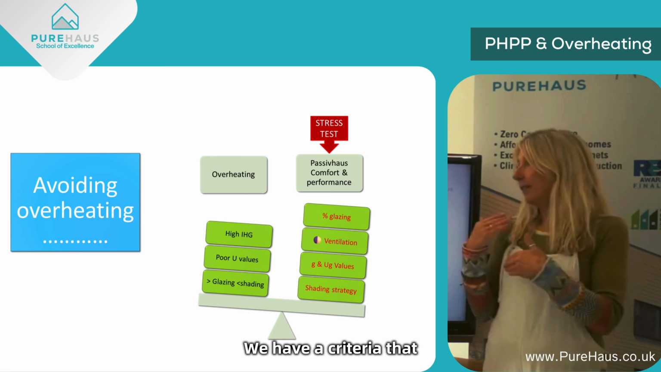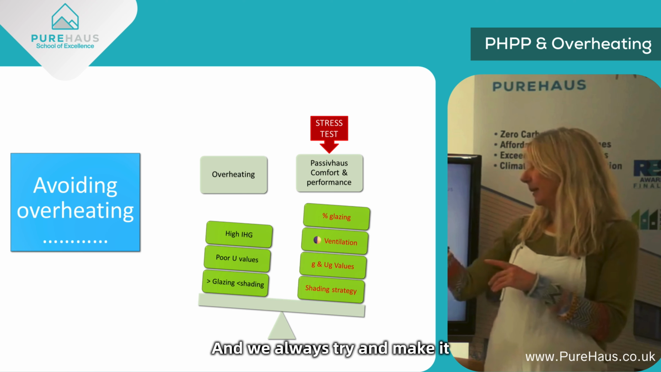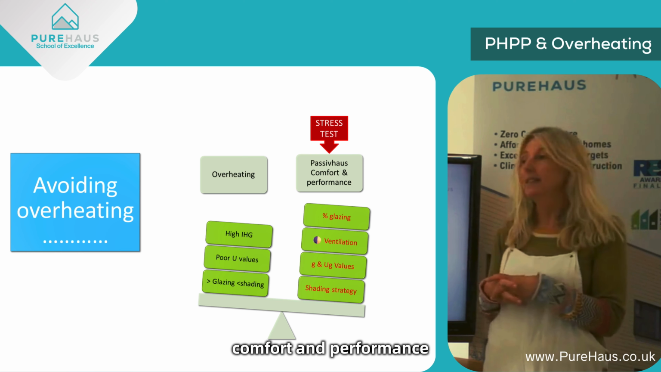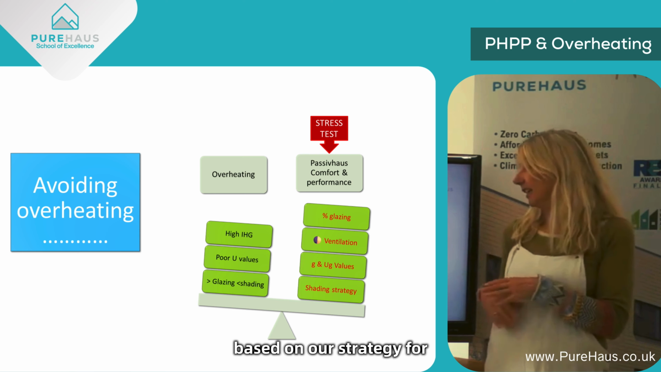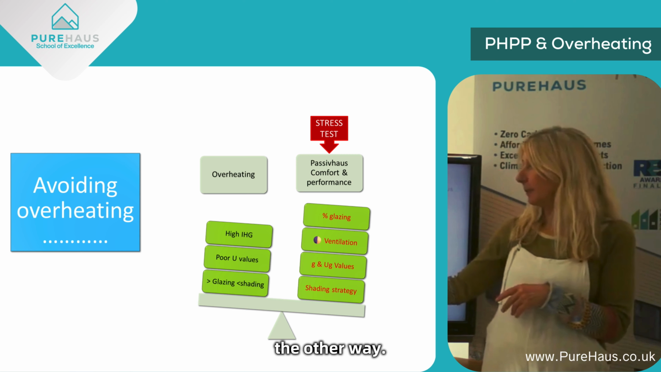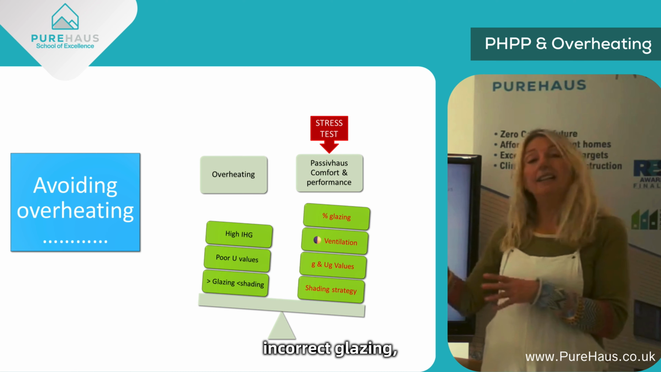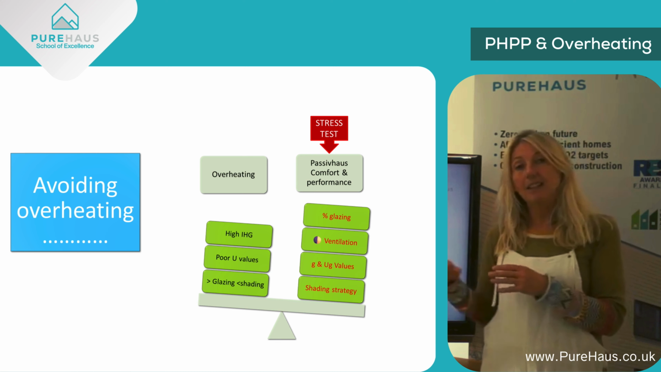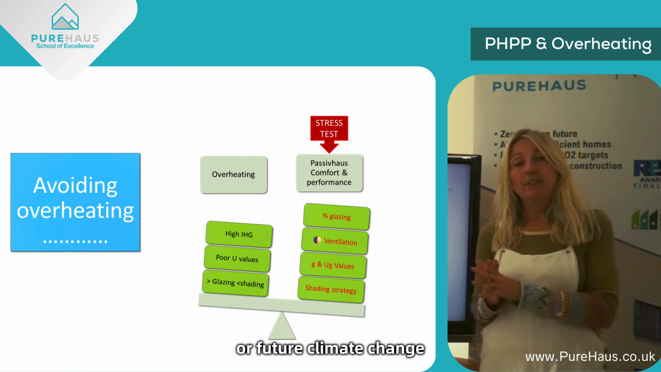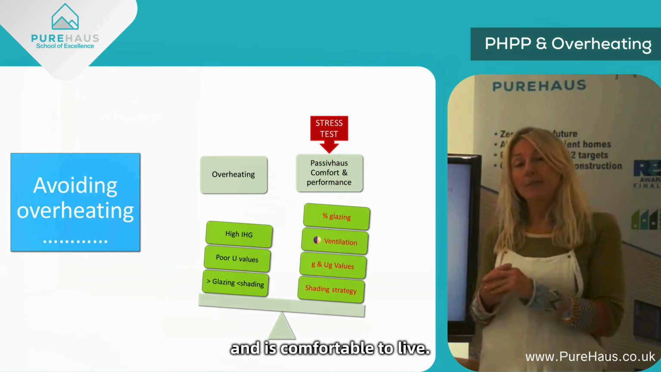We have a criteria that we put together to test that, and we always try and make it work so that it's got comfort and performance based on our strategy for the building. We don't want high internal heat gains to tip it the other way. We don't want poor U values to tip it the other way, and we don't want the incorrect glazing, shading, ventilation strategy to tip it the other way. We want to future-proof the building for future climate change and future uses so that it actually performs and is comfortable to live in.